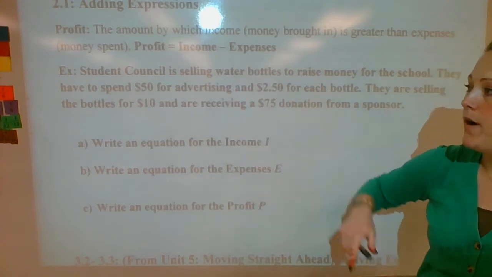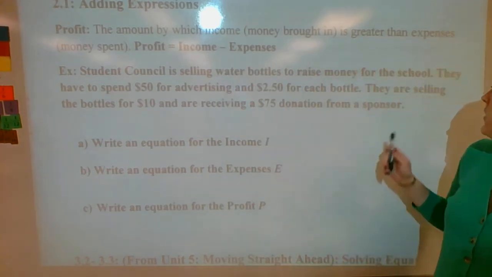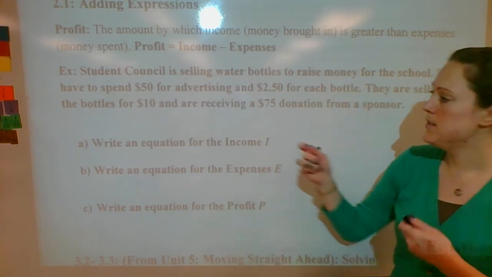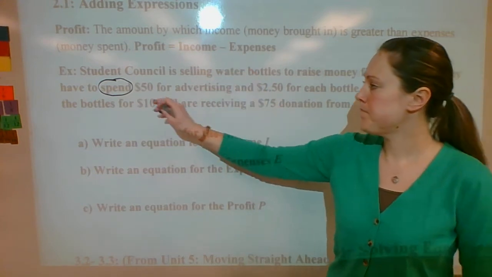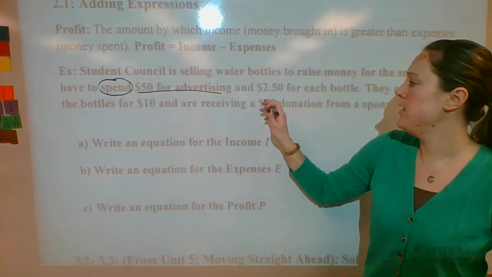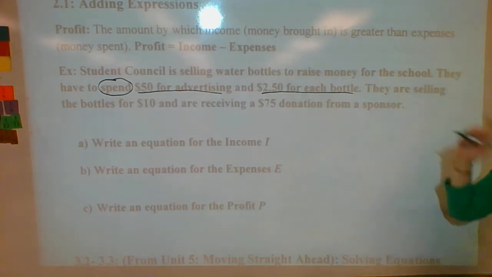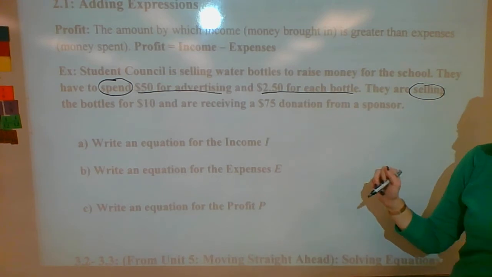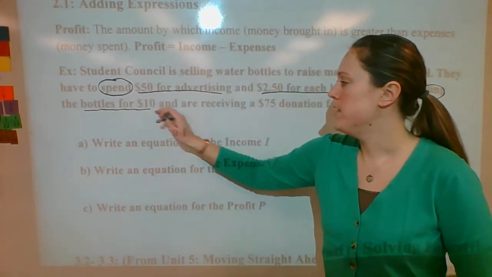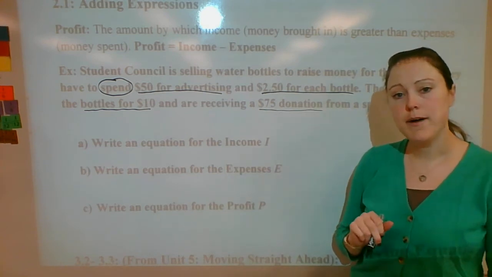Okay, so in our word problem, today we're looking at student council selling water bottles. They're raising money for the school. They need to spend, that's an important part. So spending, that's an expense: $50 for advertising and $2.50 for each water bottle. However, they're selling the bottles. So selling is my income. Each bottle for $10, and they're receiving a $75 donation from a sponsor.